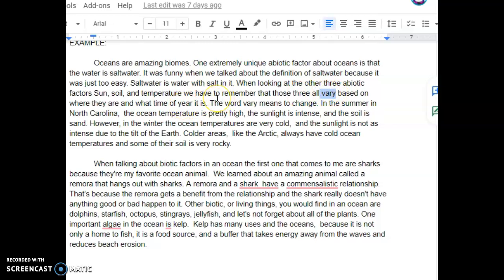Vary means to change. In the summer in North Carolina, the ocean temperatures are very different than they are in, let's say, January, aren't they? Right? So I wrote that. In the summer in North Carolina, the ocean temperature is pretty high. The sunlight is intense. The soil is sand. However, in the winter, the ocean temperatures are cold. The sunlight is not as intense because of the tilt of the earth and what season we are in. Colder areas like the Arctic always have cold ocean temperatures, and some of their soil is very rocky.